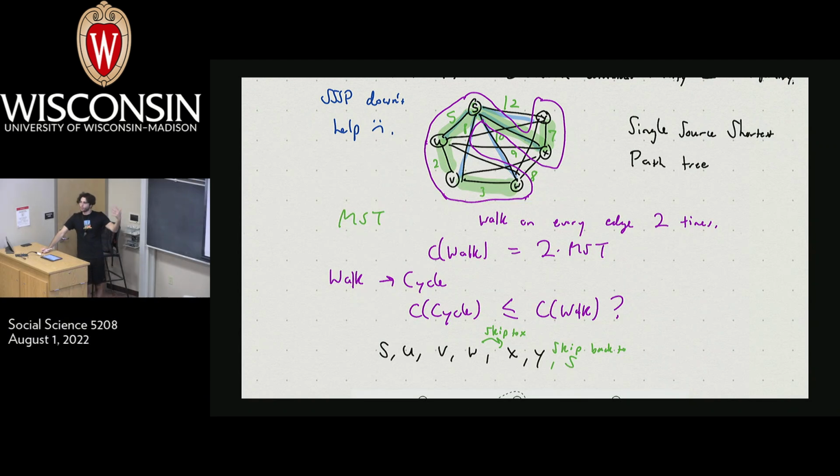So if you give me an ordering of this tree, we can always figure out how to turn it into a cycle by just seeing the order and skipping directly ahead by taking the edge. And this is less cost by the triangle inequality. Taking the single edge from W to X is cheaper than taking a path all the way through all the other nodes to get to X.